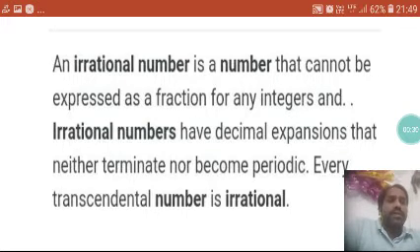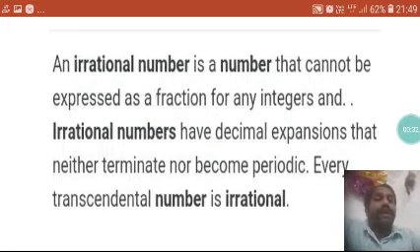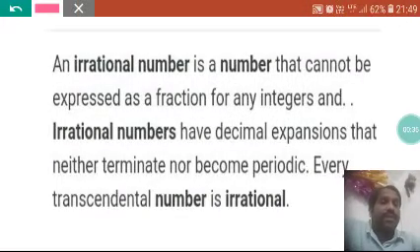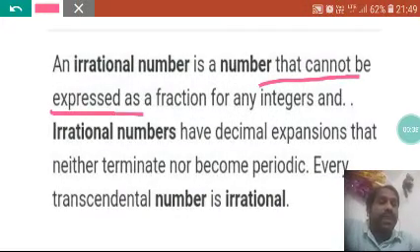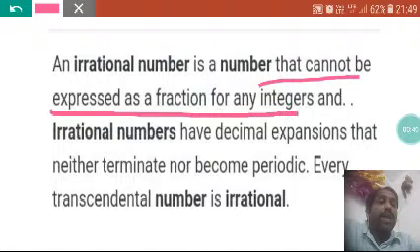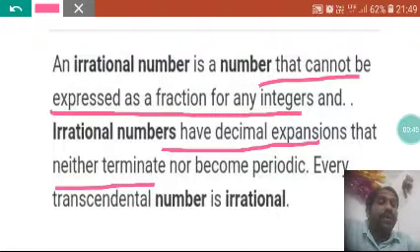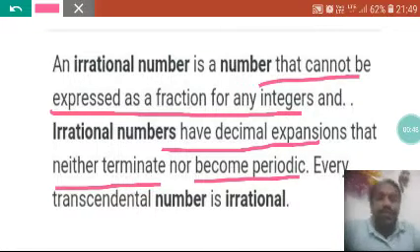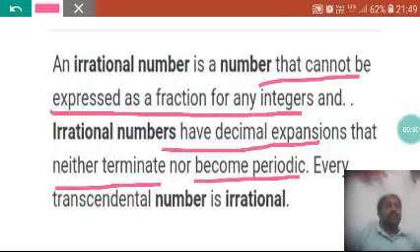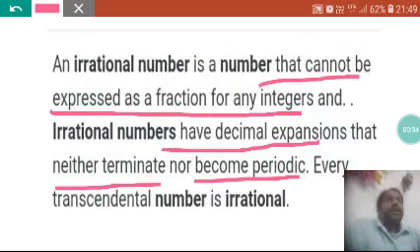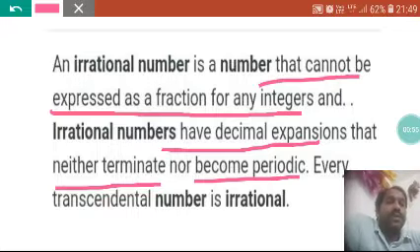What is an irrational number? It cannot be expressed as a fraction. See here, it is general: it cannot be expressed as a fraction of any integers. They have a decimal expansion, but it neither terminates nor recurs, meaning it is not periodic. This is called an irrational number. Now we are going to discuss these numbers.